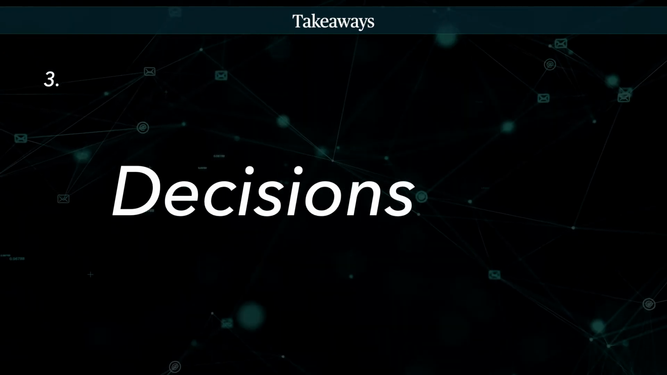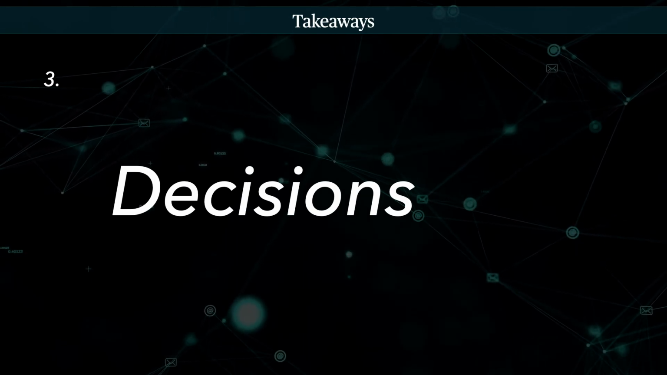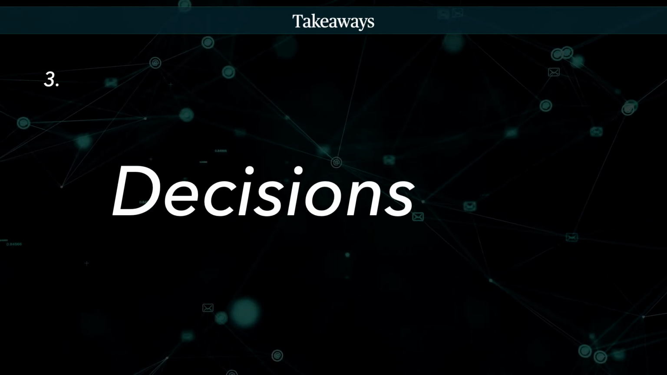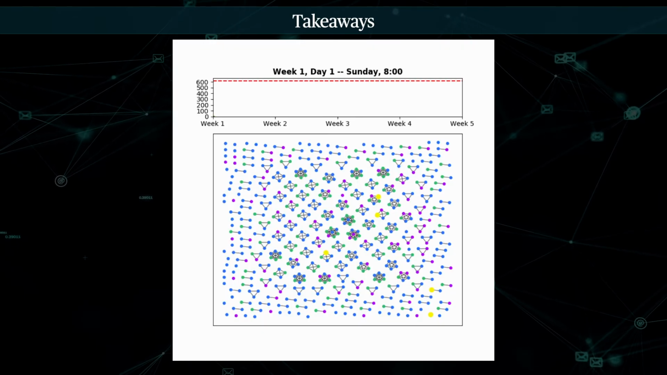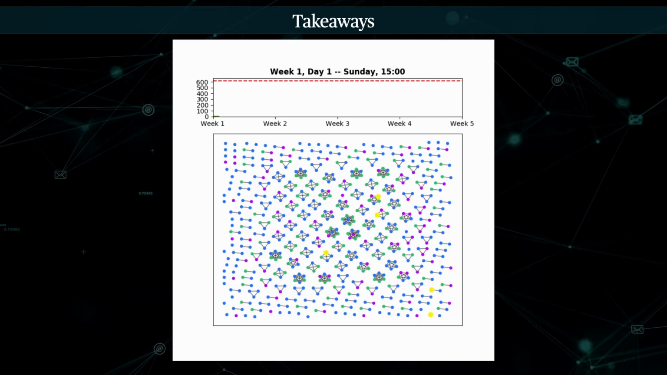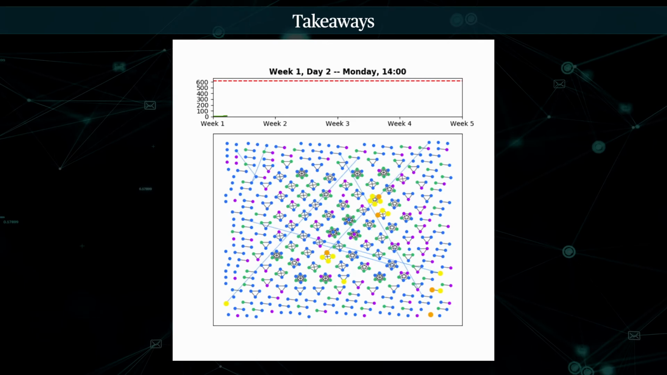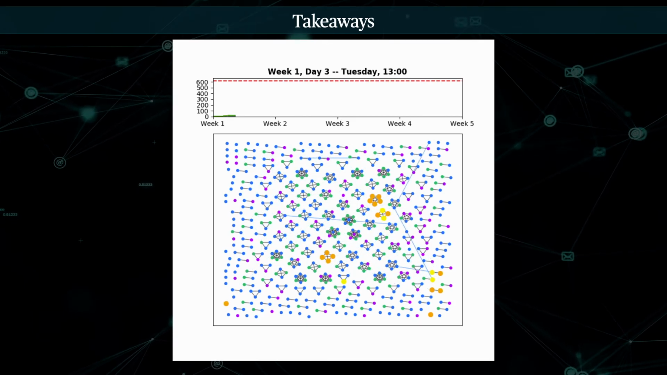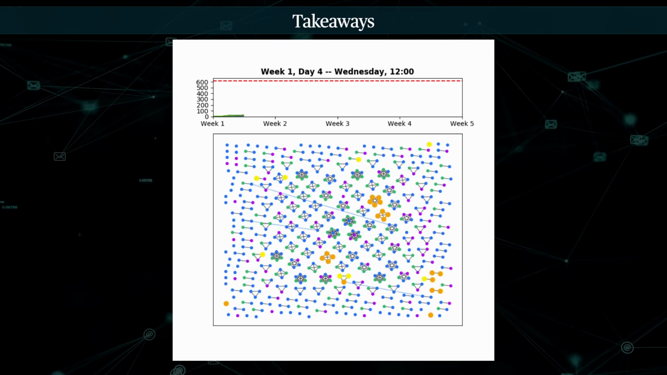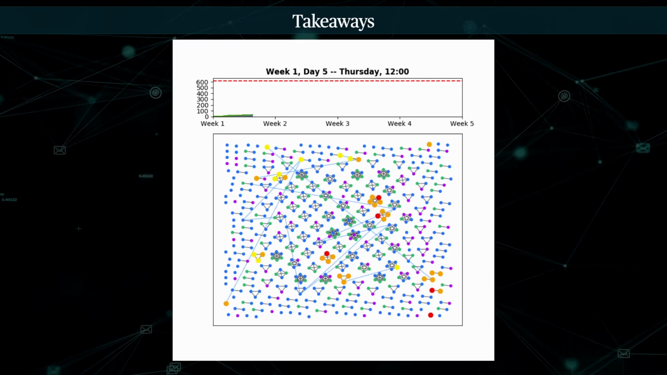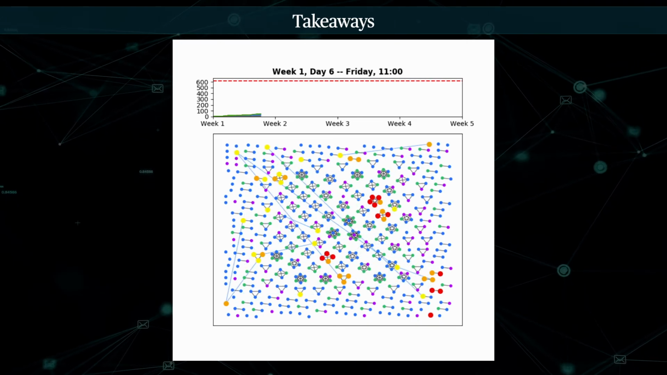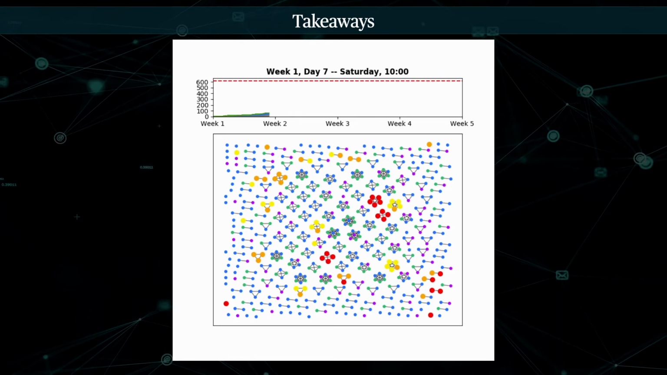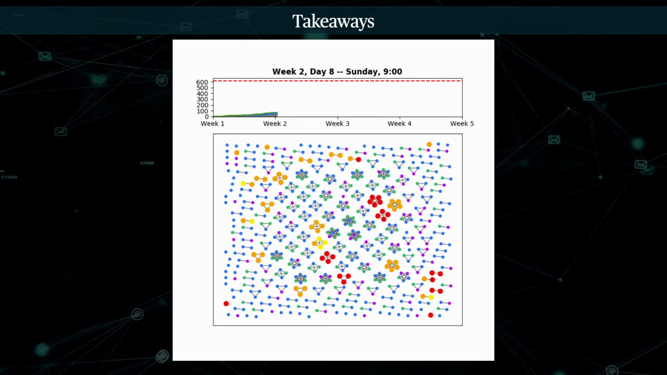Number 3, decisions. Finally, and unsurprisingly, during the trailing end of an infection outbreak, the difference between success and failure can be very small. Here is another different trial of reopening schools at the beginning of week 3. In this simulation, we change the people who seed the infection into the community. The infection simulation starts out very similarly.